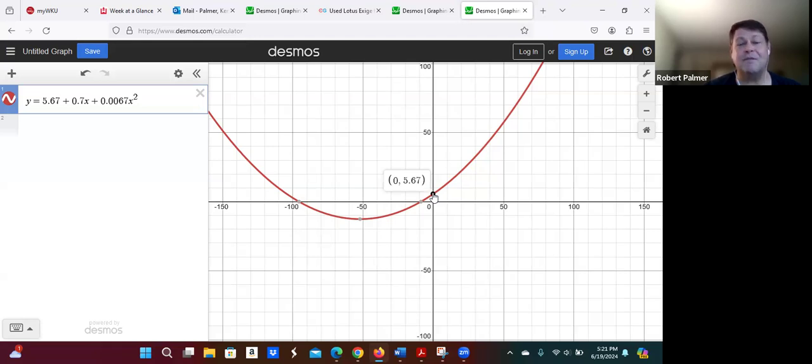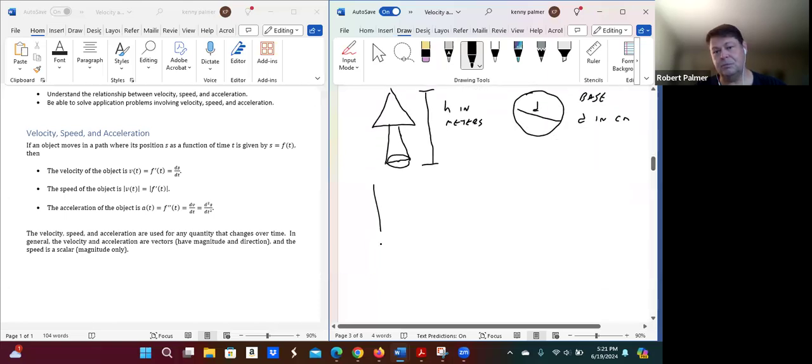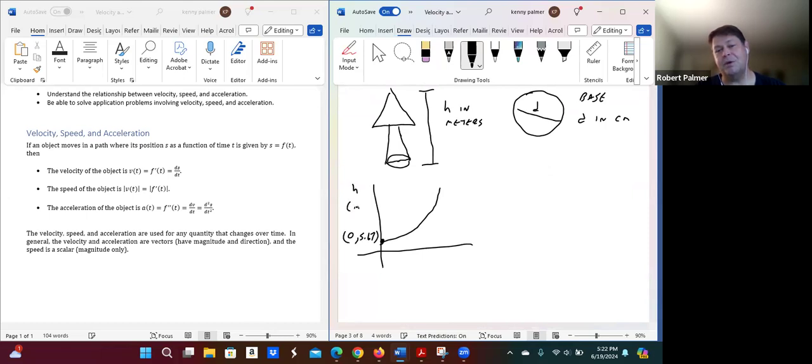Actually, 5.67 is our y-intercept, although I'm not sure what the problem tells us about why that is the y-intercept, but that's it. So the graph looks something like this. So 5.67. All right, this is the height in meters, and this is the base diameter in centimeters. It looks something like that.